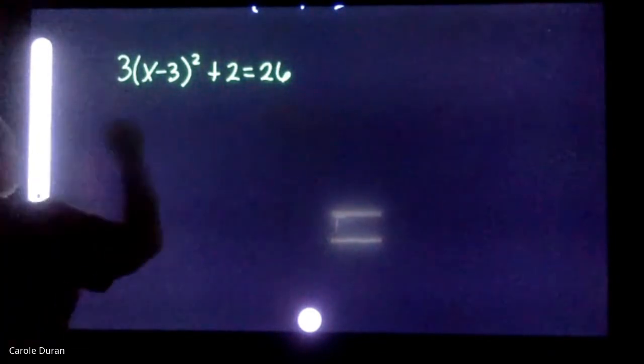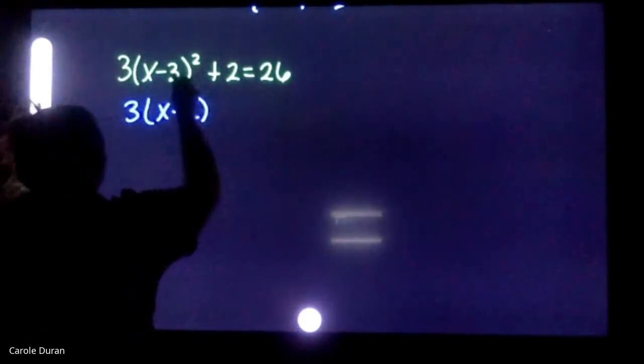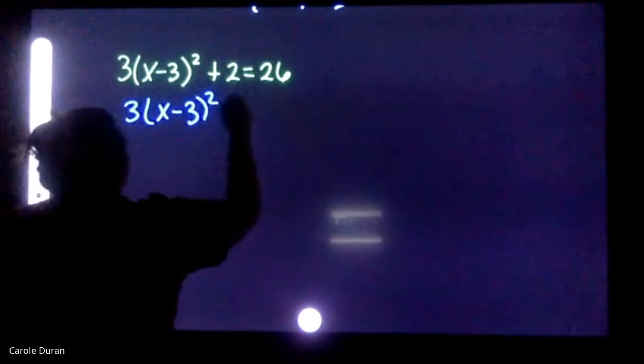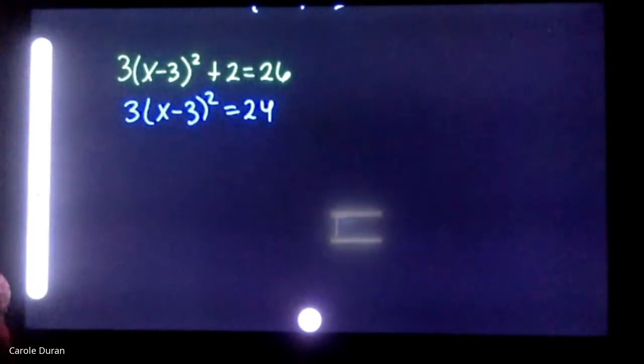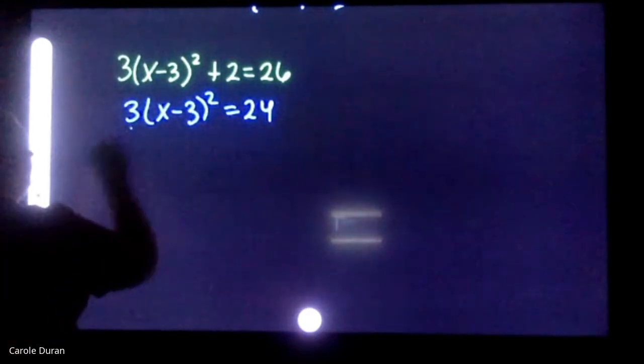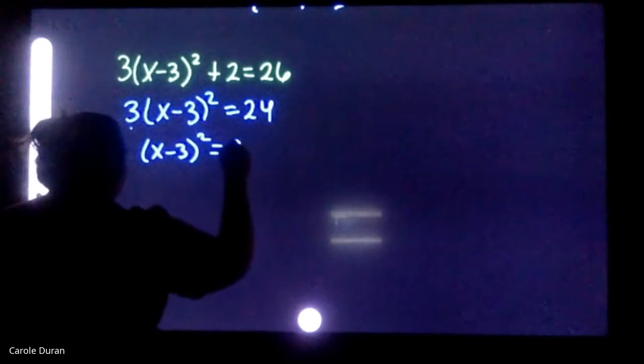So the first thing I'm going to do is subtract the 2 over. So when I do, I get 3 times x minus 3 squared equals 24, because 26 minus 2 is 24. I'm going to divide each side by the 3 out front. And when I do, I get x minus 3 squared equals 8.